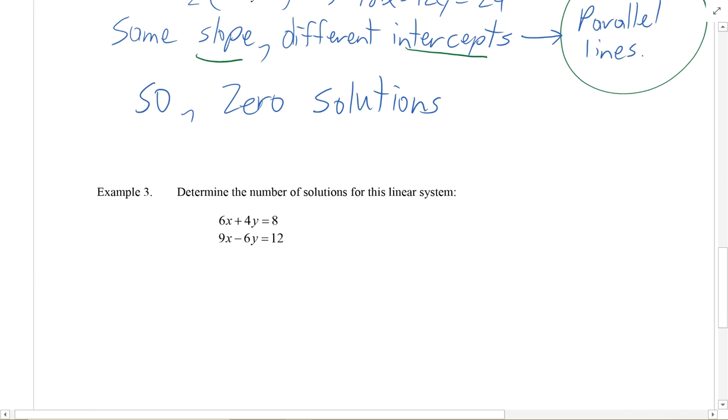Let's eliminate our x's this time. Let's eliminate our x's just to switch it up. So what would be your LCM for 9 and 6? 18. Okay, so you want to get to 18x, multiply the top one by 3.